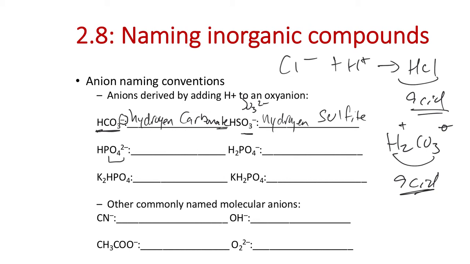Now, phosphate is a 3 minus. So if we add an H plus out in front, we only kick that down to 2 minus. So we kick that down to 2 minus when you add that first H plus onto phosphate. If you were a 3 minus, you're adding H plus to start to neutralize that charge. This would be hydrogen phosphate.